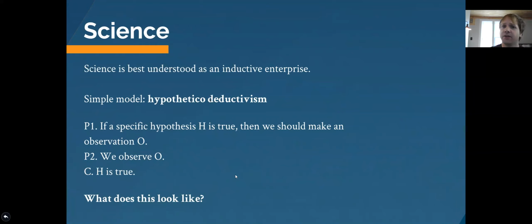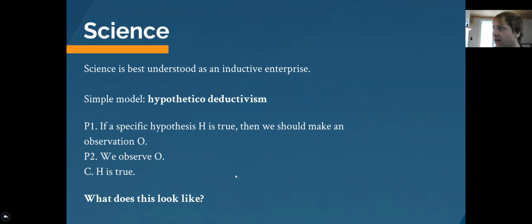In an inductive argument, you're usually trying to expand beyond the premises to extrapolate to things about the world. And so something like that is what you're going to see as a characteristic feature of a lot of inductive arguments. So let's take one way of modeling the way science might be inductive, just so you get a sense for why someone might think that it is inductive.